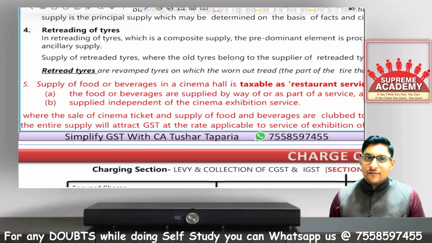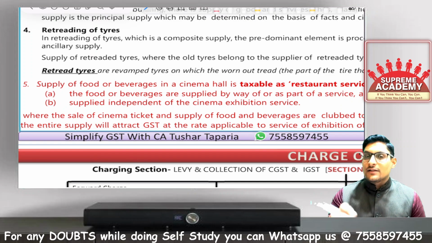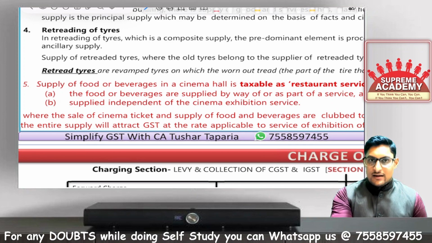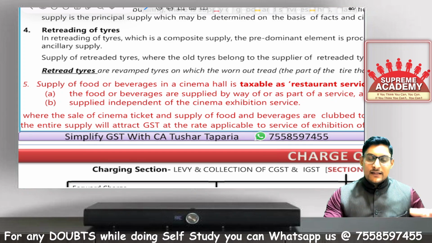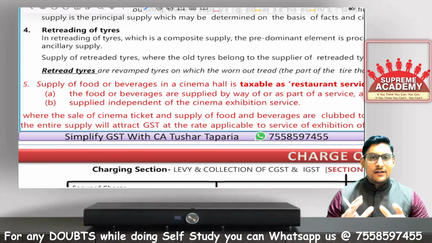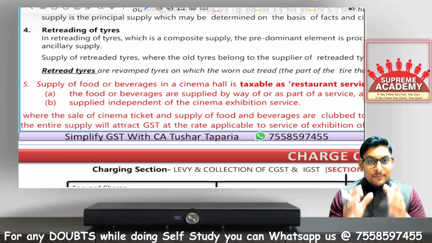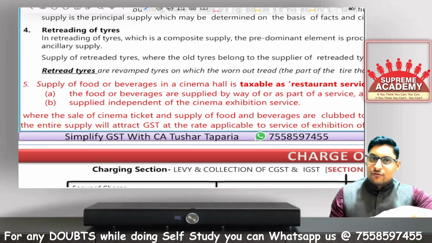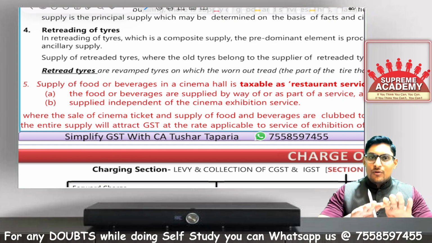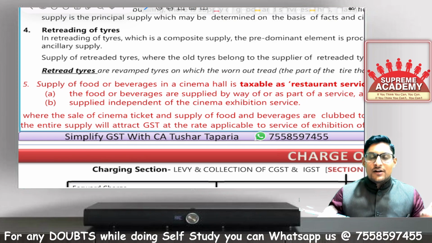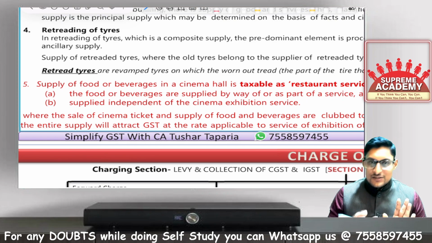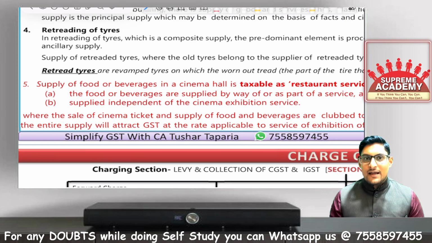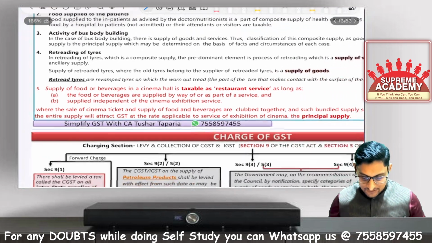But what if you purchase only the ticket? You are supplying only the ticket, and a customer, during the interval, goes to the restaurant or catering counter there and purchases inside, not along with the ticket, not as a combo offer. He purchases the ticket separately and the food and beverages separately. In that case, both supplies will be independent supplies, and the treatment of both will be different. One will be a supply of cinema, and the other a supply of food and beverages. So this is the clarification.